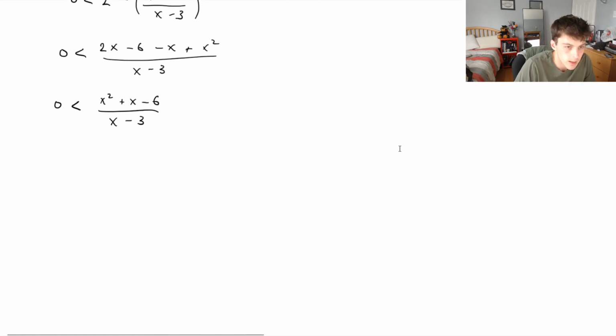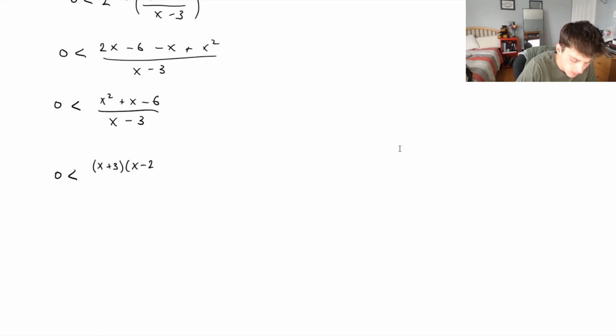And we can factor this as well. x squared plus x minus 6 leaves us with x plus 3 times x minus 2. I'm assuming that you're able to do some basic factoring here. Great. So we're left with this, and this is a lot easier to solve.